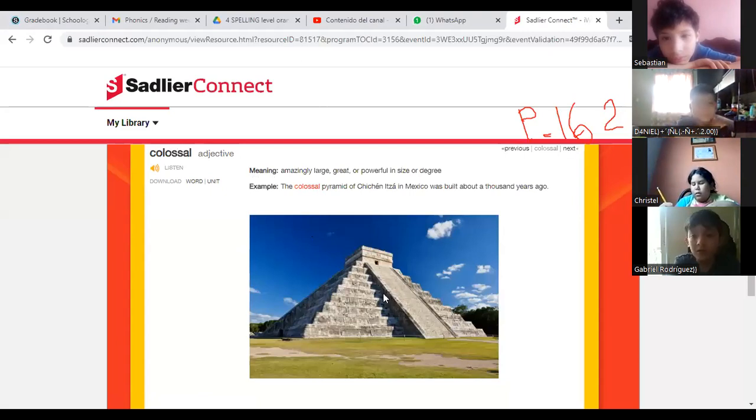Wow. The name of this pyramid is, well, actually the city is, I think it's an Aztec city, or Mayan or Aztec. No, it's an Aztec city. The city is called Chichen Itza. Like here, Copan, we have a place that has a lot of deer.